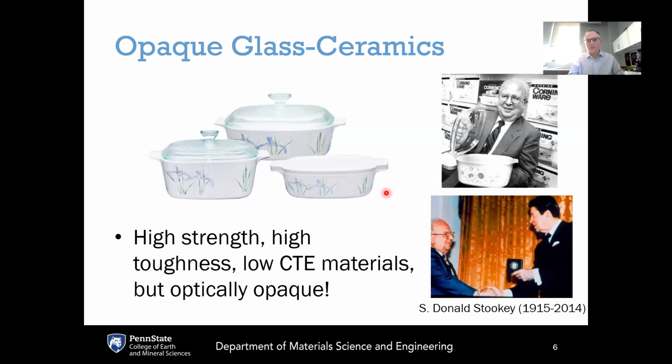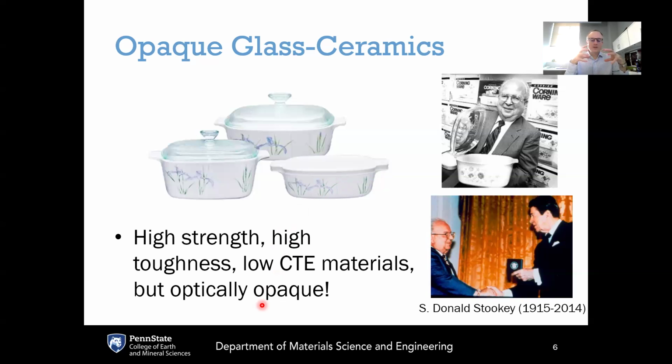Don Stookey is the inventor of Corningware. Probably most of you have Corningware glass ceramic cookware in your homes. This is glass ceramic cookware that has superior thermal performance and superior mechanical performance because of the incorporation of this crystalline microstructure in the glassy matrix. And so this was a huge commercial success for Corning because of this high strength, high toughness, low coefficient of thermal expansion material. The downside of Corningware is that it is optically opaque.